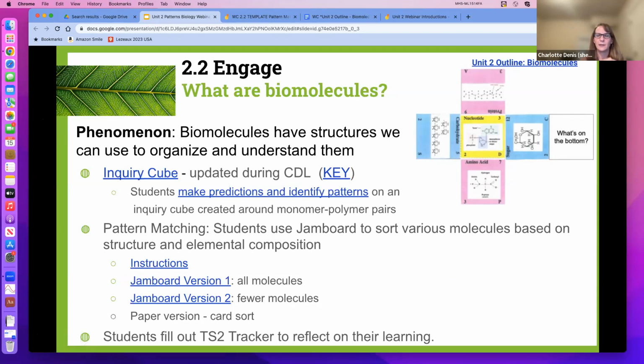Good. Scott says that the paper card sort works really well if you are not one-to-one with computers in your classroom. Right. And that's, of course, what we did before CDL. The Jamboard versions were created when we went to CDL.